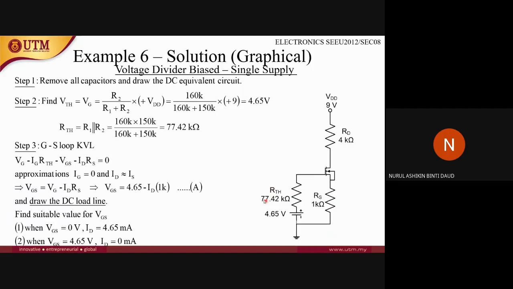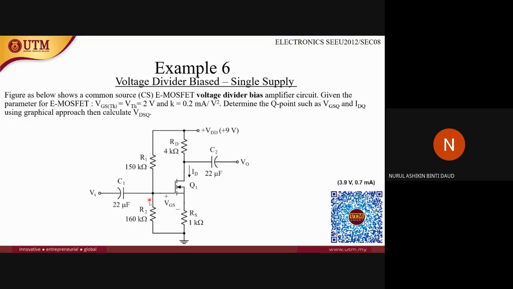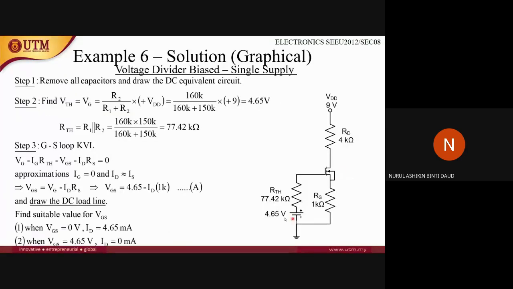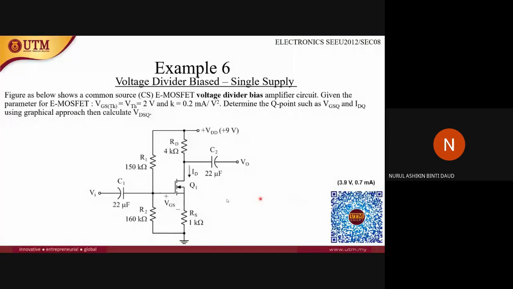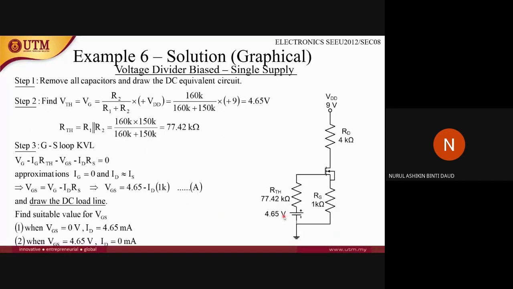Still remember about Thevenin, so we need to use Thevenin as well. R1 and R2, find the total resistance, and then we also need to find the Thevenin voltage. So it will look like this. So the Thevenin voltage will be 4.65 volts. So this is the Thevenin voltage as well.